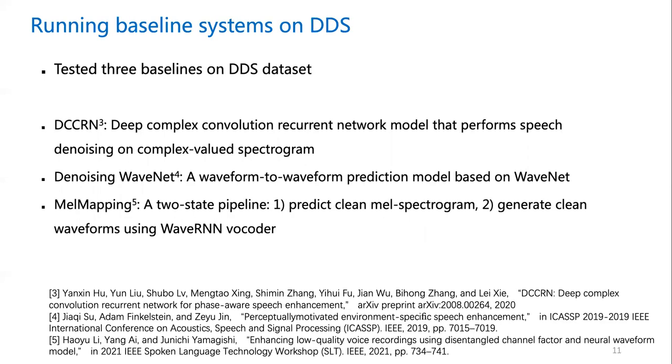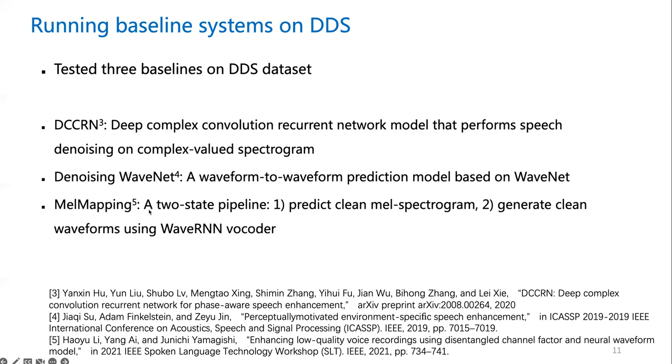And next, we tested 3 baseline systems on our new dataset. Specifically, we selected 3 baselines. They are the DCCN, which is Deep Complex Convolutional Recurrent Network, which performs very well in the first deep noise separation challenge. The second one is denoising WaveNet, which is an end-to-end waveform prediction model based on the original WaveNet architecture. The third one is Mel mapping systems.